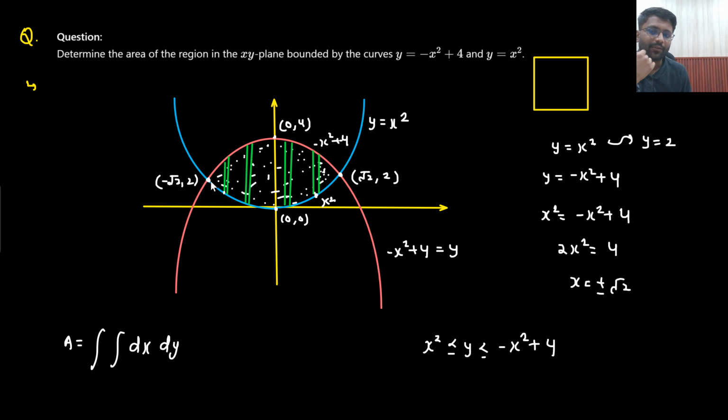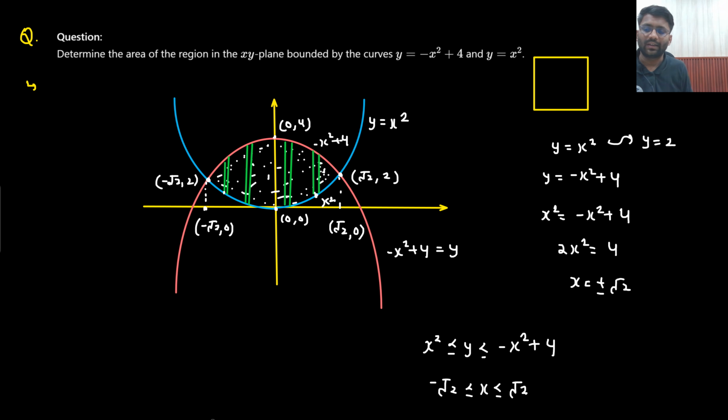And from where to where is x going? Forget about y, just squeeze this structure onto the x-axis. I need to take the limit on the x-axis. What is the value of x here? Minus under root 2, 0. And here? Under root 2, 0. So x will go from minus under root 2 to plus under root 2.